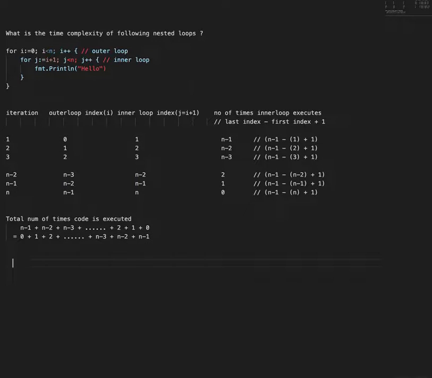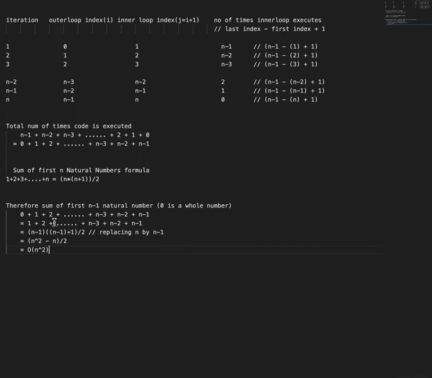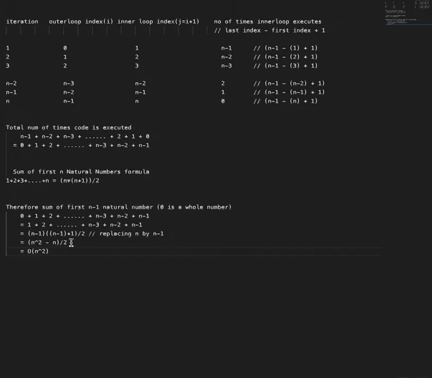We also know that the sum of the first n natural numbers is n multiplied by n plus 1 divided by 2. Here we have n minus 1 natural numbers. 0 is a whole number, and therefore the sum of the first n minus 1 natural numbers would be n replaced by n minus 1, and that would evaluate to n square minus n divided by 2.